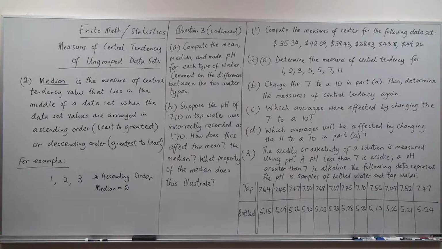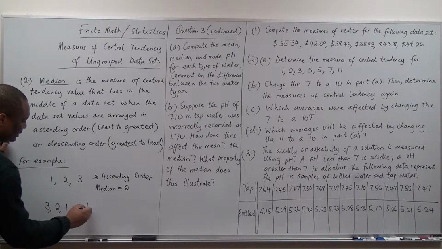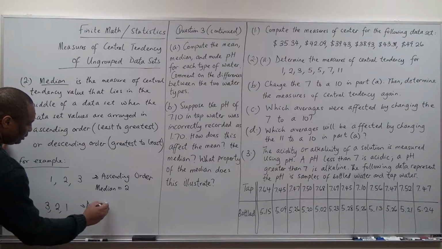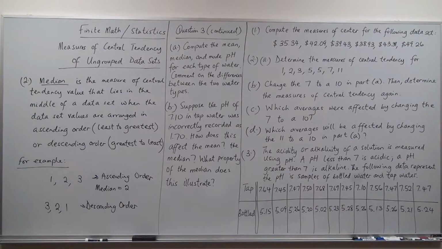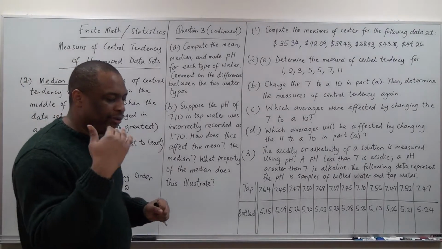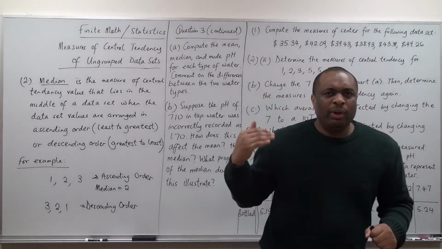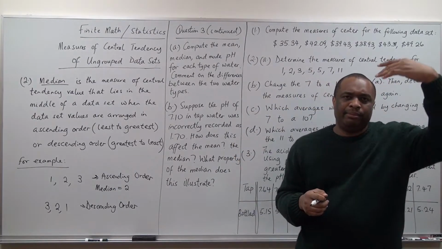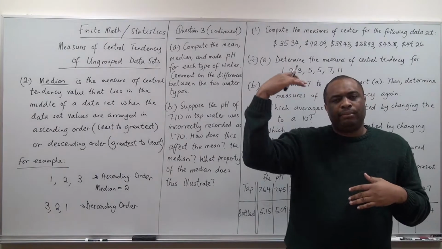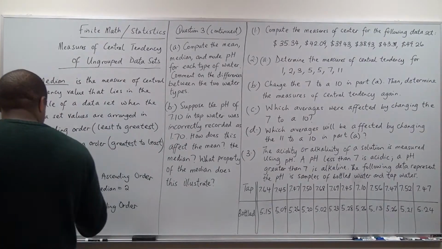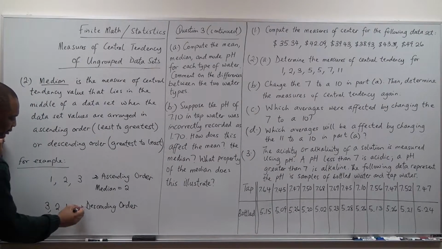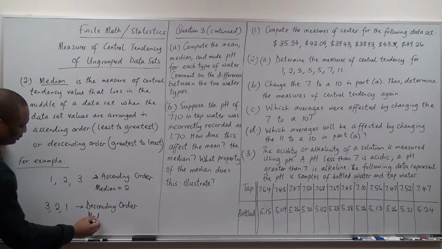Now, some other person might want to arrange it in descending order, 3, 2, 1. Some textbooks will say ranked order. When you rank data set values, you can rank either from least to highest or from highest to least. If you have it in descending order, like 3, 2, and 1, the median, the middle value, is still 2.